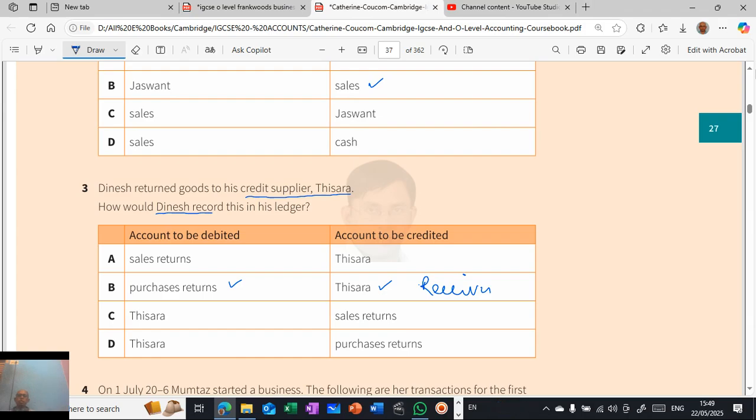Is purchase returns debit or credit? Purchase returns is not debit. Purchase returns is always credit. This is the right entry. This is the wrong entry. So debit the receiver.